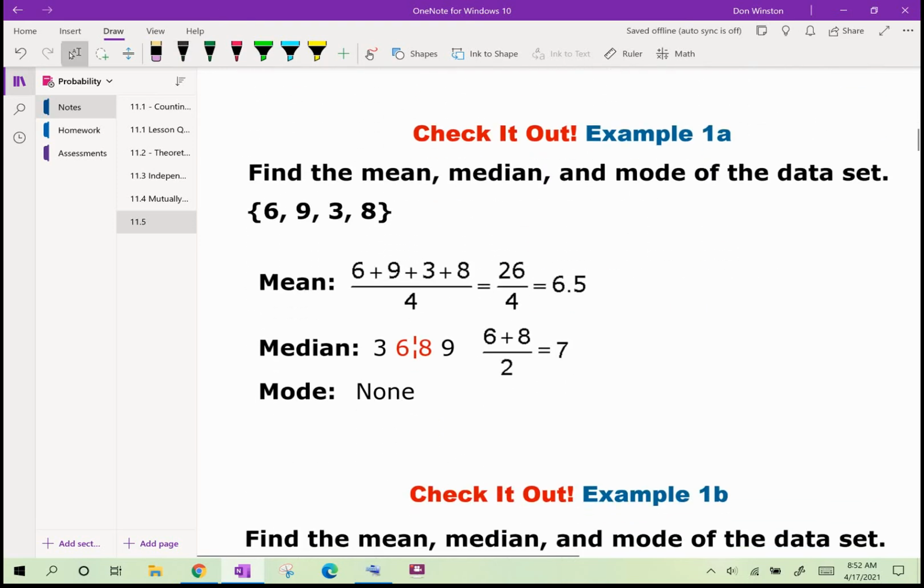Let's look at this one. Find the mean, median, and mode of the data set. Here we have 4 items. We sum them up and get 26. 26 divided by 4 is 6.5. For the median, we order the items from least to greatest. Because we have an even number of items, we have to average the 2 in the middle to get the median. So the median is 7, and there is no mode.